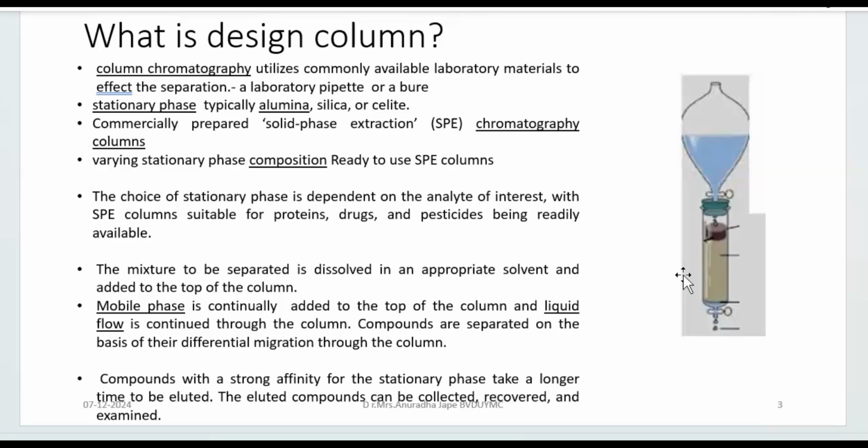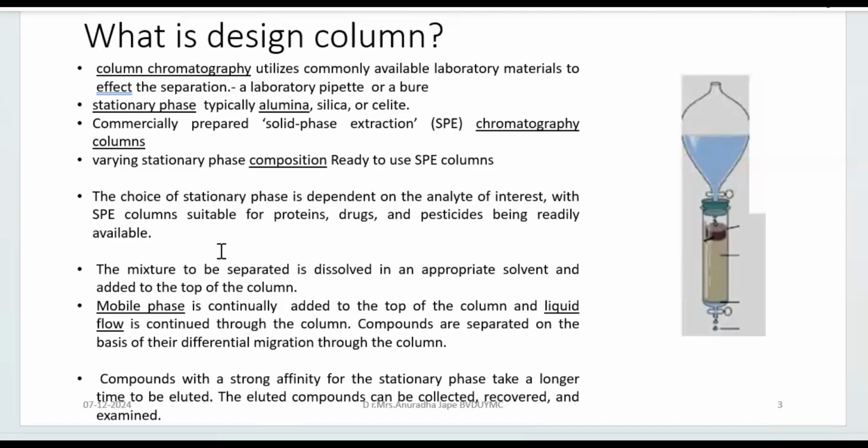Now, various stationary phase compositions are available. Ready to use columns are available on the market. When it is about the mobile phase, which is going to be added onto the top, you have to decide the adequate mobile phase composition and the flow rate so that you get differential migration of the analytes through the column and good separation is achieved.